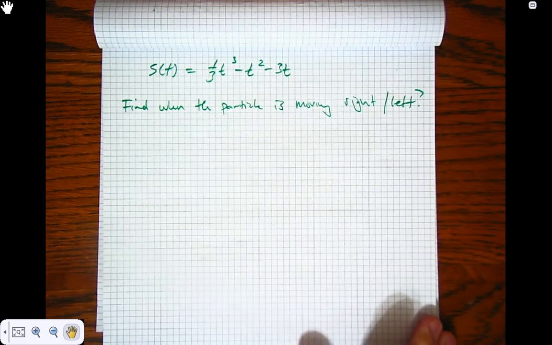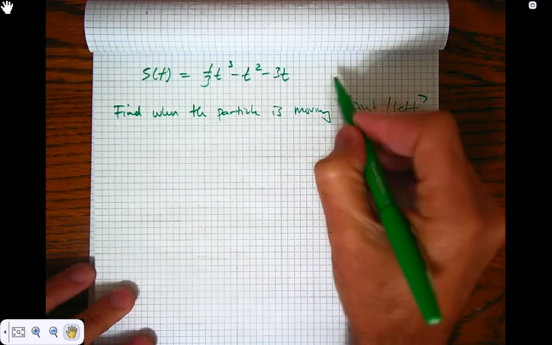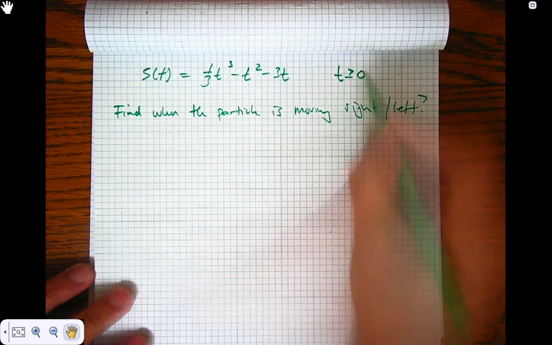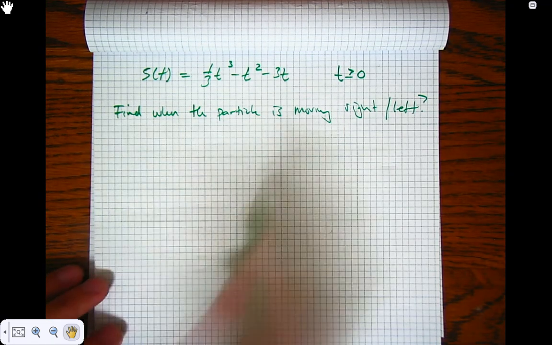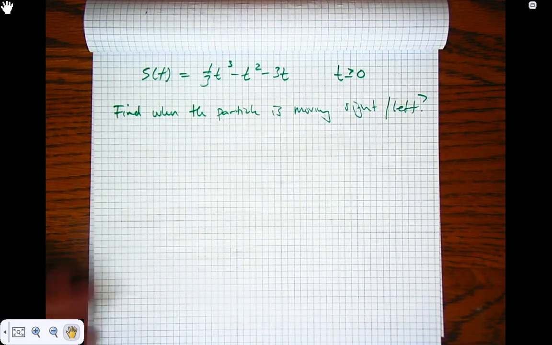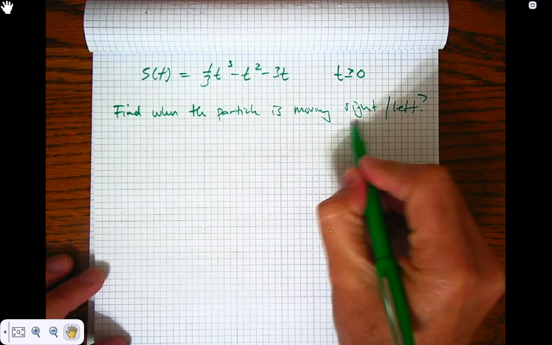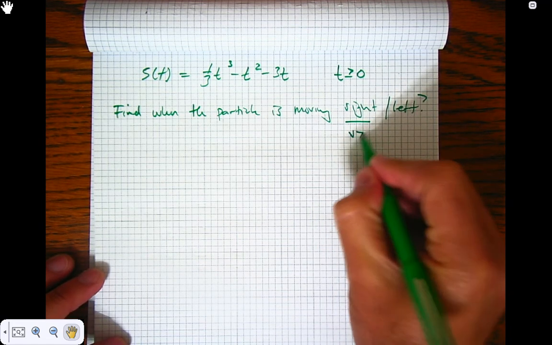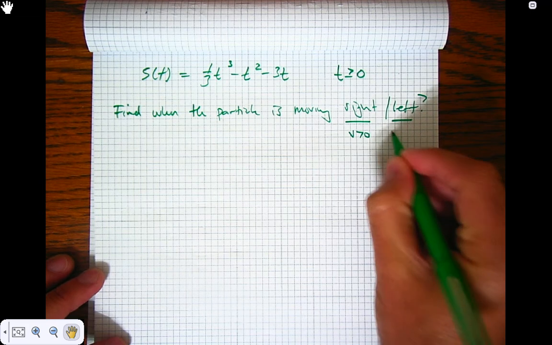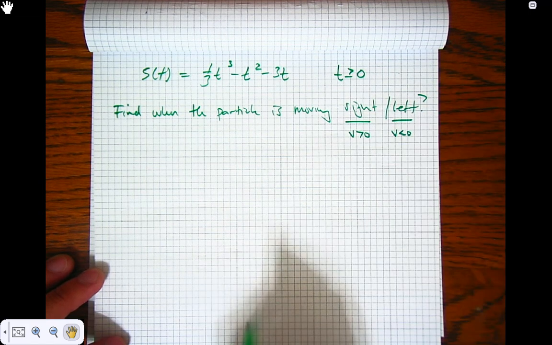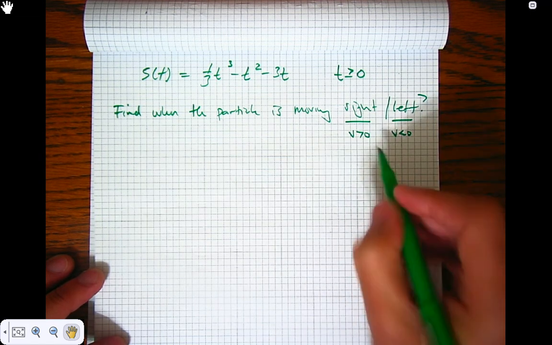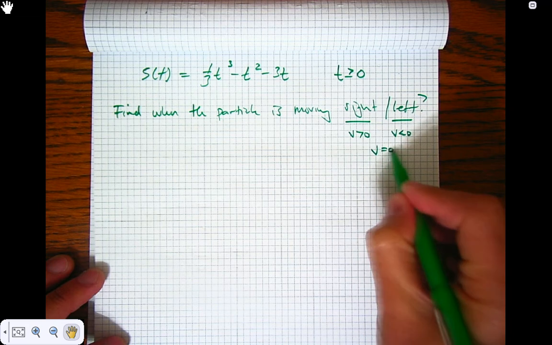Again, it's important to pay attention: I only want time values greater than or equal to 0. So we're acting like time needs to be 0 or positive. Definition-based, we did this plenty of times. Right is velocity positive and left is velocity negative. So if you want to find when it's moving right or left, you need to start by finding where the velocity is 0.